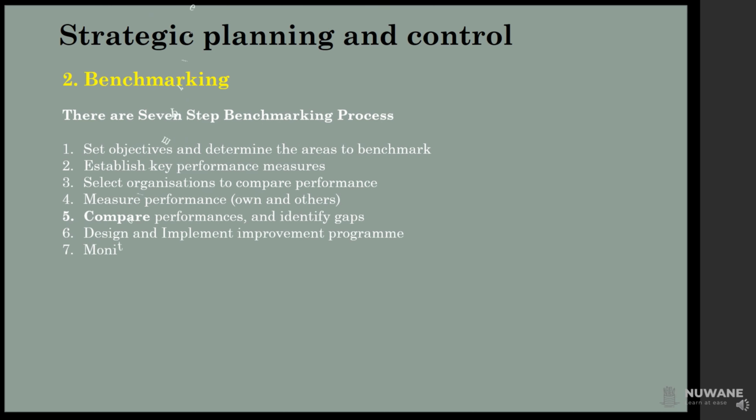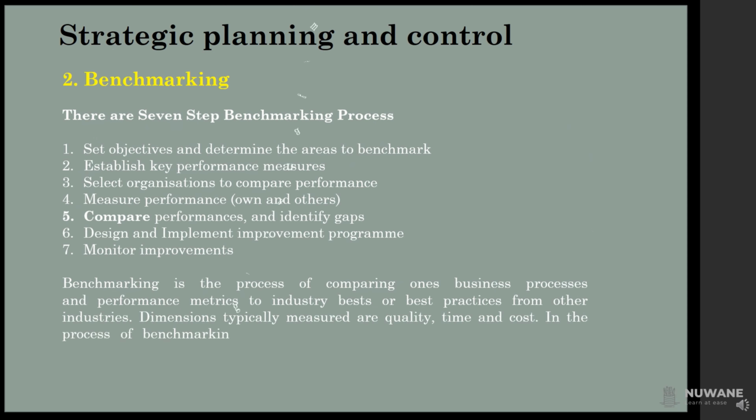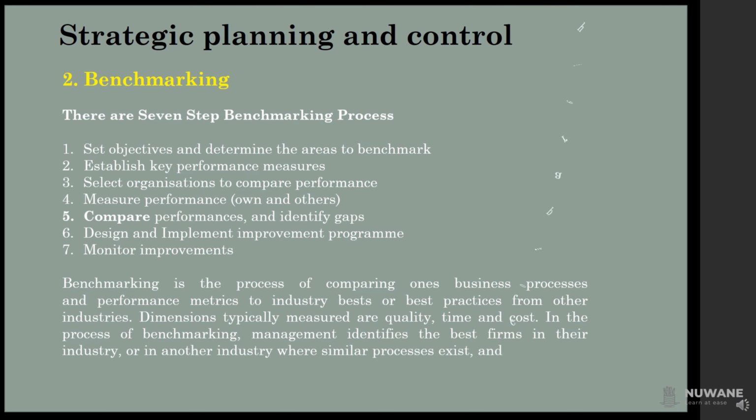Number 7, monitor improvements. Benchmarking is the process of comparing one's business processes and performance metrics to industry bests or best practices from other industries. Dimensions typically measured are quality, time, and cost. In the process of benchmarking, management identifies the best firms in their industry, or in another industry where similar processes exist, and compares the results and processes of those studied, the targets, to one's own results and processes.